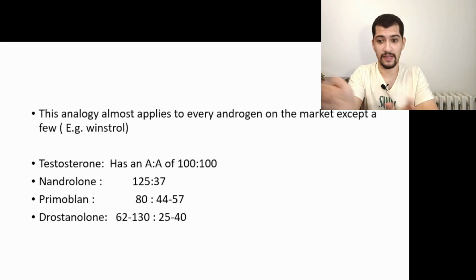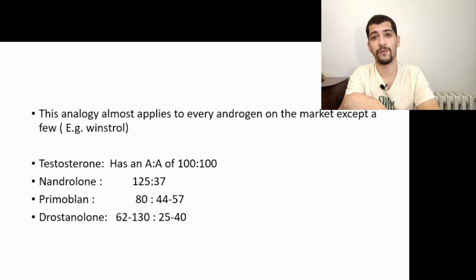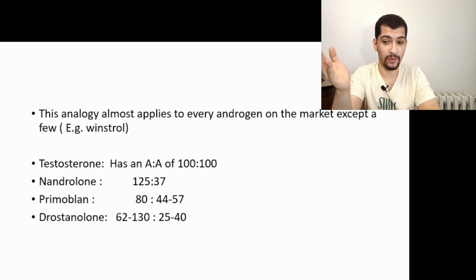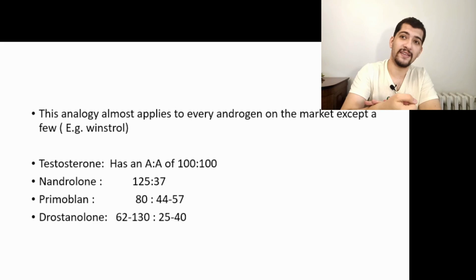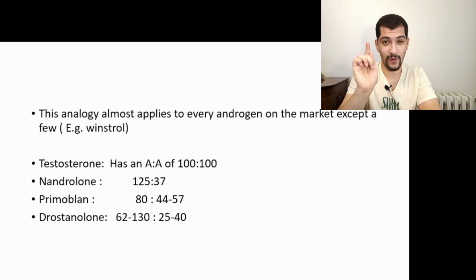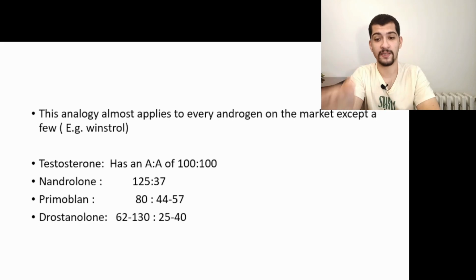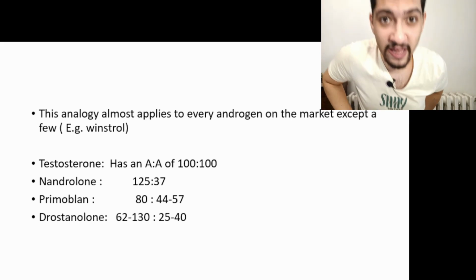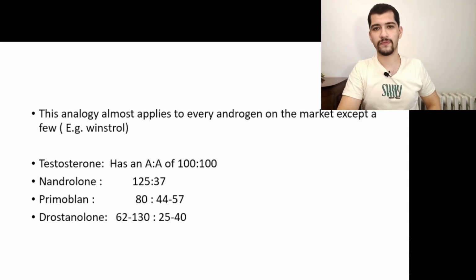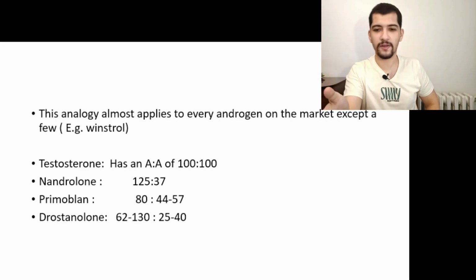Drostanolone has a broad effect. Some assays say it has 60 anabolic effects and some say 130. Let's take the average and it's like 90 something. And the androgenicity is between 25 to 40. It doesn't consist of just one Hershberger assay. And as I said, let's compare those. Nandrolone has an androgenicity of 37, right? Divided by 2, it's a bit higher than 70.